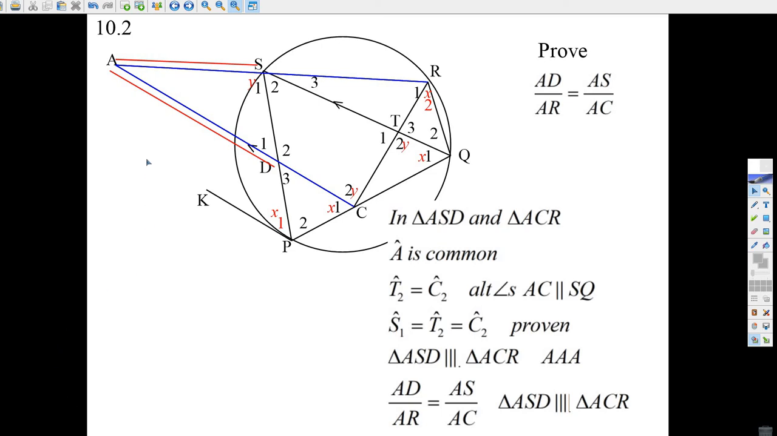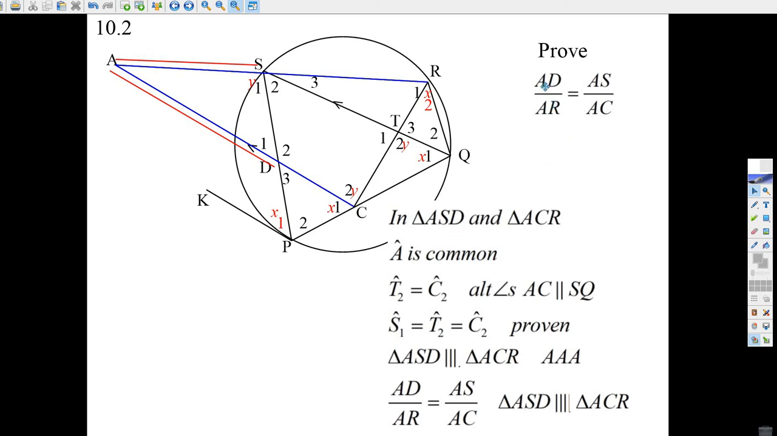Okay, this is question 10.2, the last geometry question. And what do they ask us to do? They ask us to prove that AD over AR equals AS over AC. Well, there's two things this could be. It could be similarity or it could be proportionality. But since we've just been working with angles, it's most likely similarity. Maybe you could do this another way, but I think it's most likely similarity.